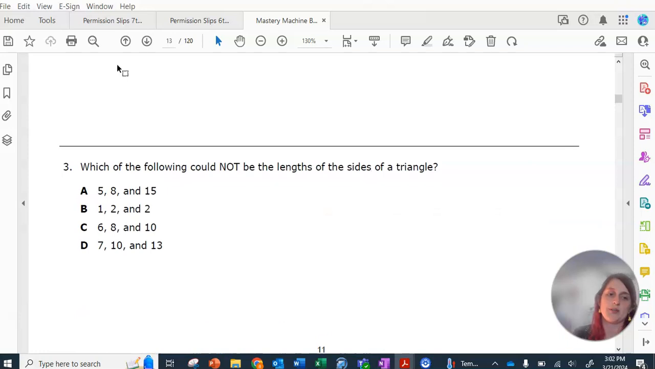Which of the following could not be the lengths of the side of a triangle? Remember that in order to create a triangle, side 1, the smallest side, plus side 2, the medium side, has to be greater than side 3, the biggest side.